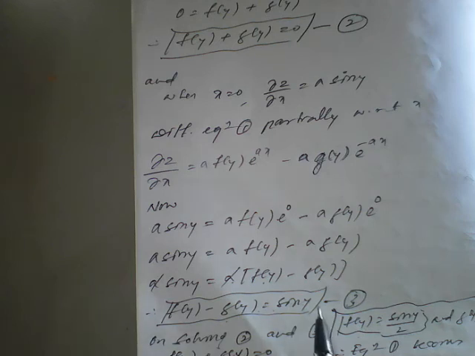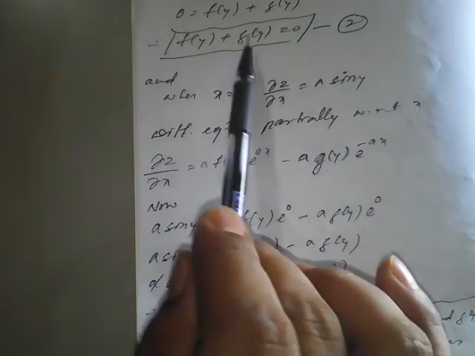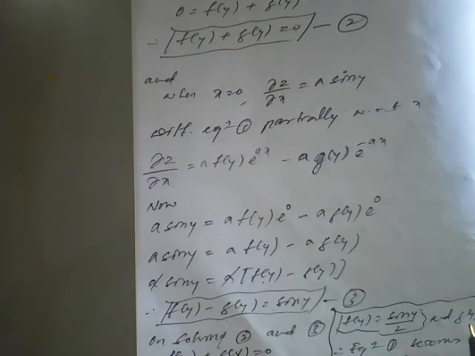So equation 2 and equation 3 you have to solve by using simultaneous equations. So f of y plus g of y equal to 0 is equation number 2, and f of y minus g of y is equal to sin y is equation number 3. So on simplification, g of y cancels, f of y plus f of y is nothing but 2 times f of y is equal to 0 plus sin y, that is sin y. On simplification, f of y is nothing but sin y upon 2. So you replace this sin y upon 2 in equation 2 or equation 3. You will get the answer of g of y as minus sin y upon 2.